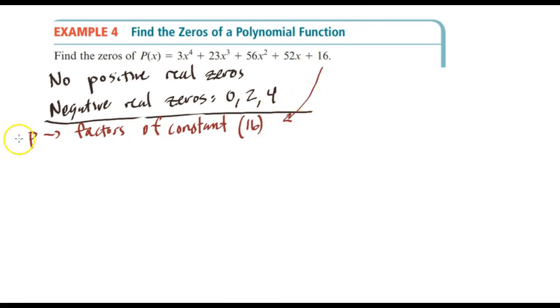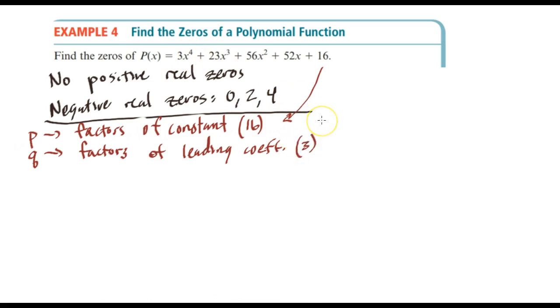Okay, and then we have Q, the factors of the leading coefficient. I'll abbreviate it like that. I want to go a little faster here. And the leading coefficient in this case is 3. So now we want to find the factors of 16 and 3. Let's look at 16.